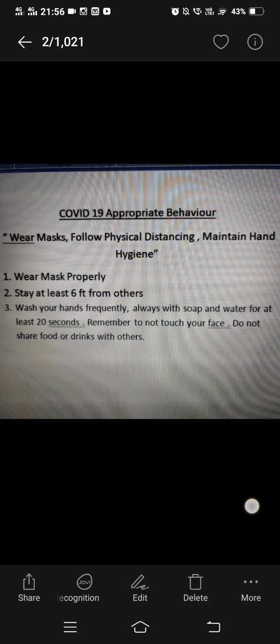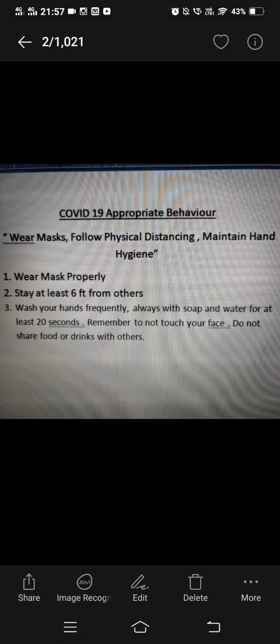So for that we have to wear our mask properly. We should stay at least 6 feet away from each other. We should wash our hands frequently. Whenever we touch any surface or have any physical contact, first of all, we should avoid the physical contact. But if we do, we have to wash our hands. We should always sanitize our hands. We should wash our hands with soap and water, at least for 20 seconds. And we should remember not to touch our face very often, and we should not share our foods and drinks with others.